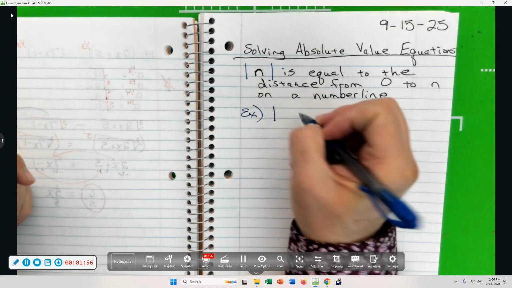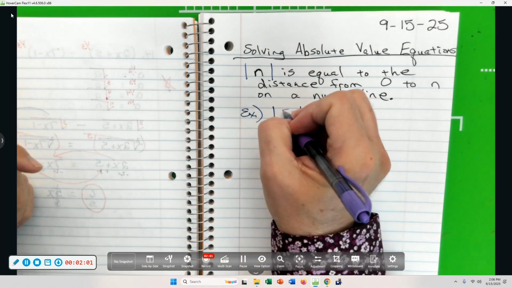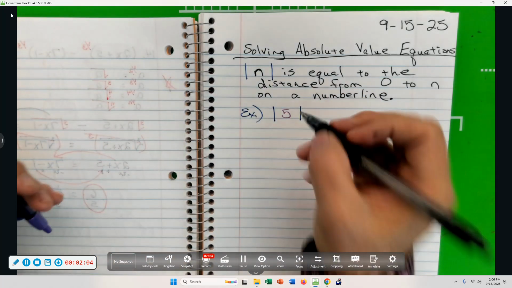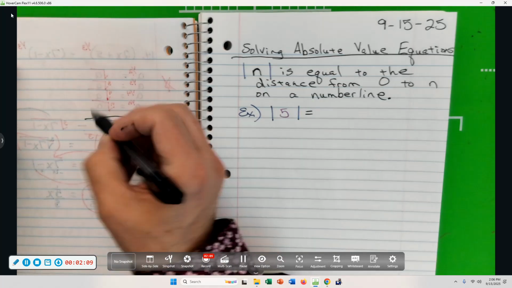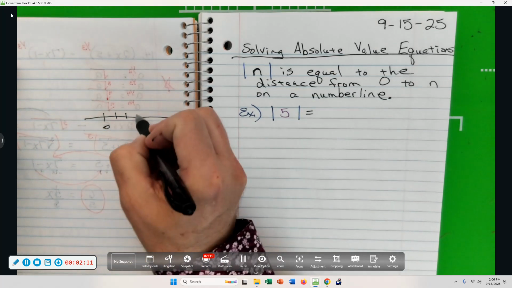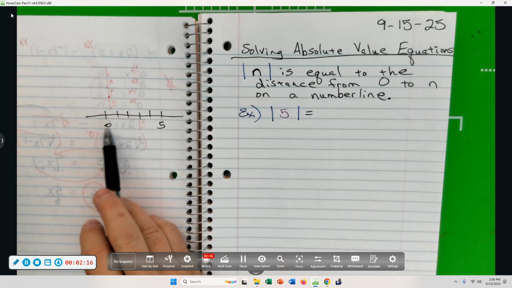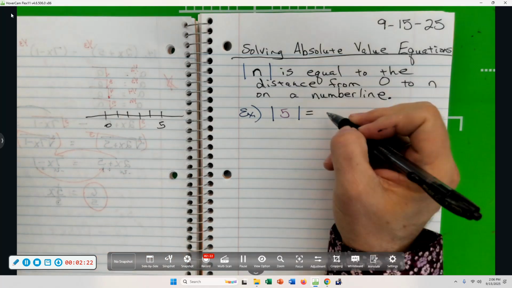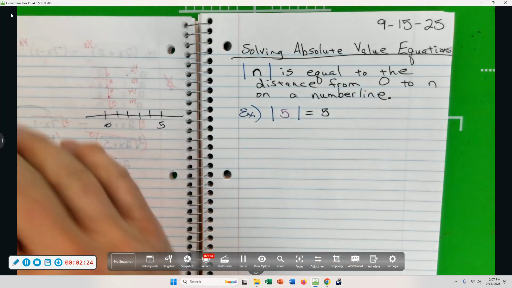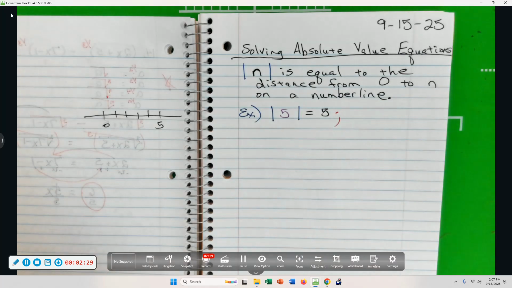if I wanted to know the absolute value of 5, you're looking at a number line. There's 0, 1, 2, 3, 4, 5. How many units from 0 is the number 5 on that number line? If you counted it, what would you get? 5, okay. Suppose instead of the absolute value of 5, how about the absolute value of -5?